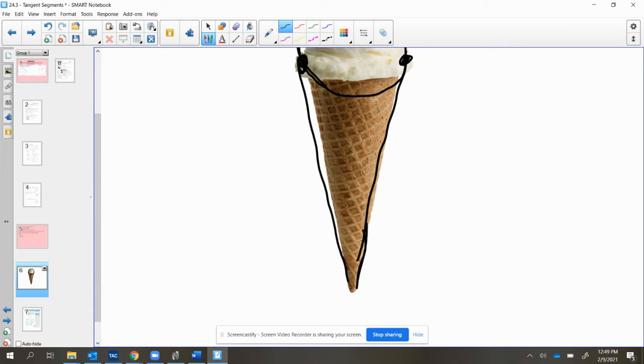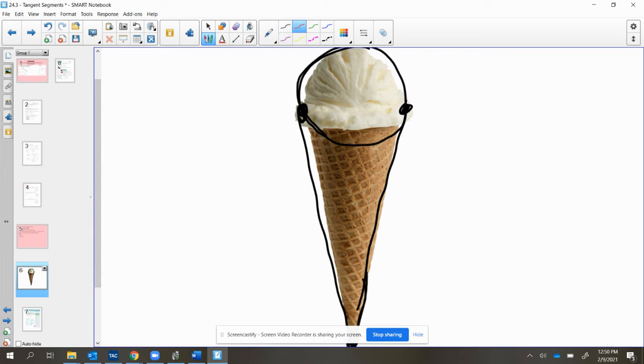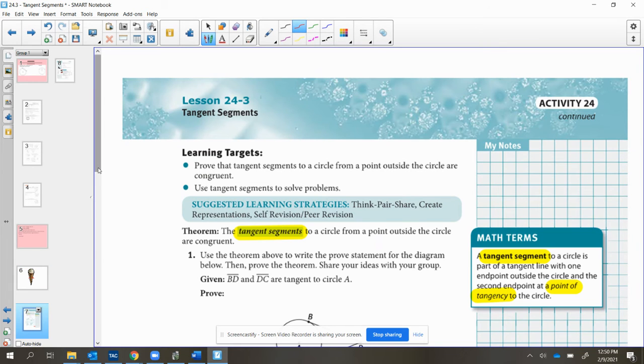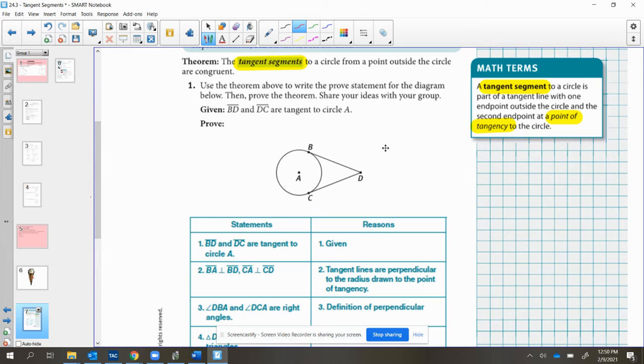Both of these tangents meet at this point outside, at the tip of the cone. That translates to what we're talking about today, because we need these pieces to be congruent to each other if they're tangents coming from the same external point. So we see that here. These are the tangent segments, which we've talked about before. If they're coming from that same point, in this case point D, outside of the circle, then BD is going to be congruent to CD.